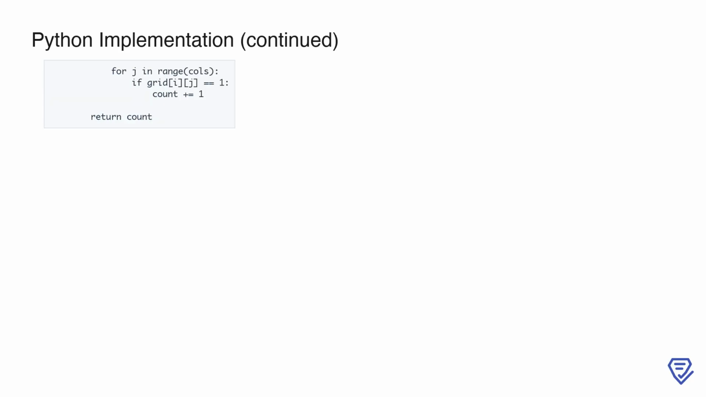Now, we calculate the number of remaining land cells that are not connected to the boundary. To do this, we initialize a variable count to 0. We iterate through each cell in the grid using nested loops. For each cell, if its value is 1, it means it's a land cell not connected to the boundary, so we increment the count variable. Finally, we return this count as the result, representing the total number of enclaved land cells.